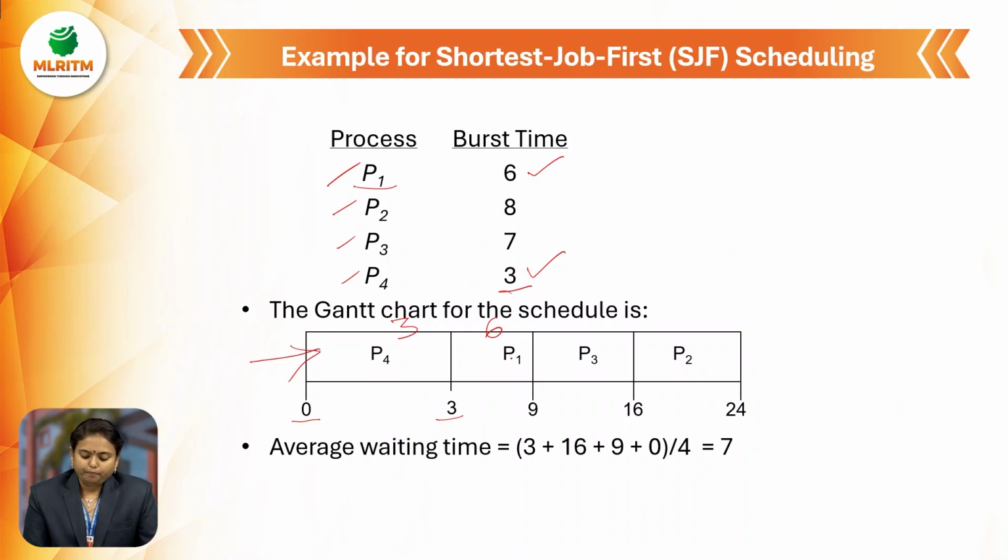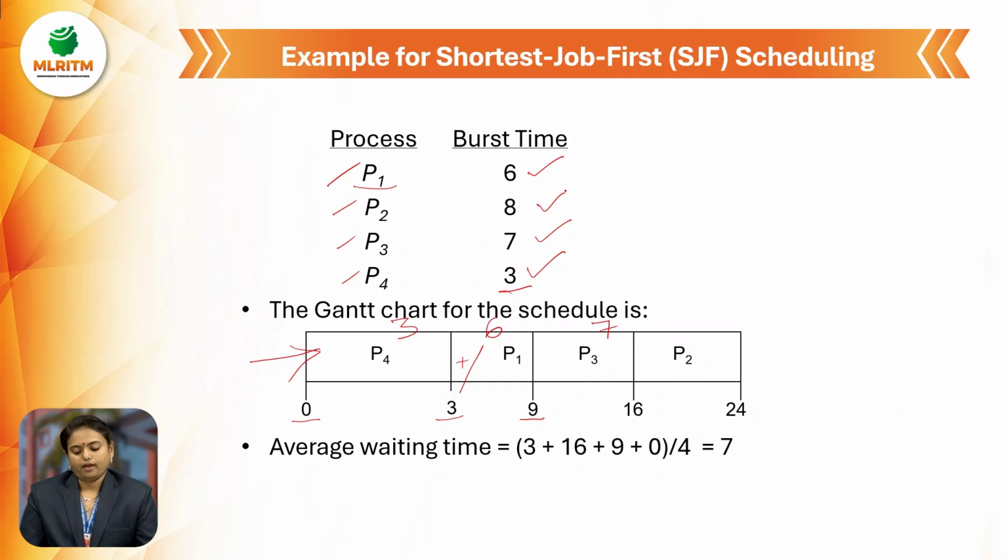Next, the shortest one is 7. That is nothing but process 3. Process 3 will enter into the CPU. What is the waiting time of process 3? 9, that is 3 plus 6, 9. Then what is the process 3 burst time? 7.